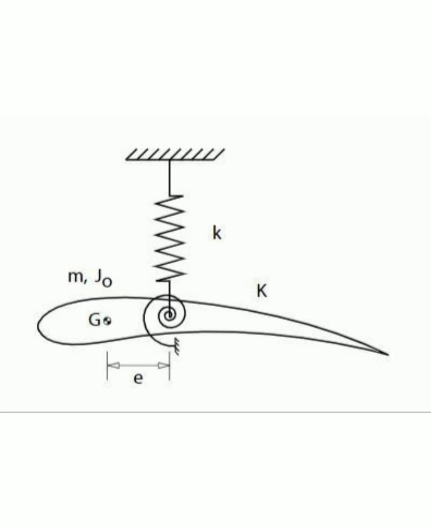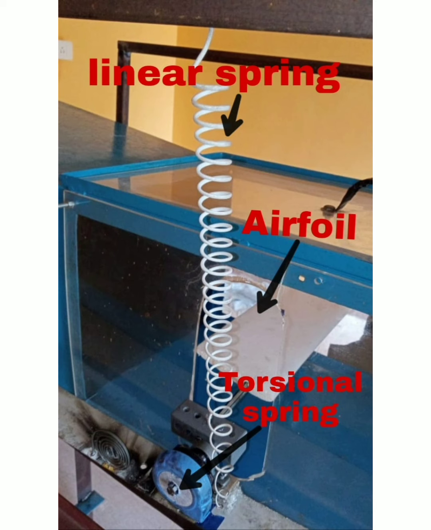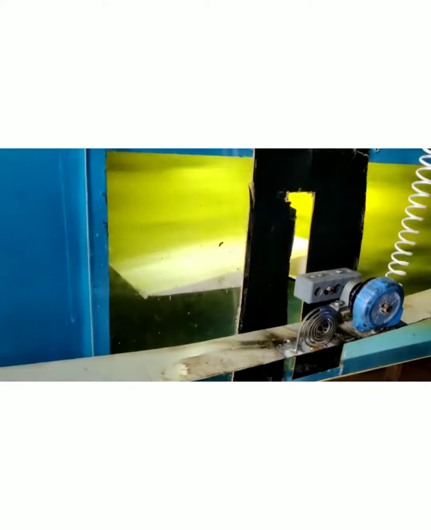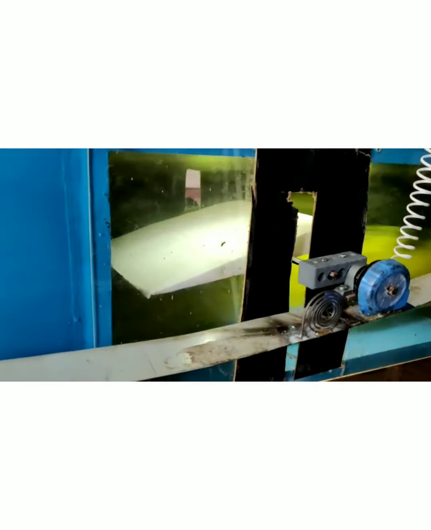Consequently, the airfoil is mounted in the test section of the wind tunnel, supported by linear and torsional springs to allow pitch and plunge motion. As the air passes over the airfoil at lower speed, there is no flow separation.